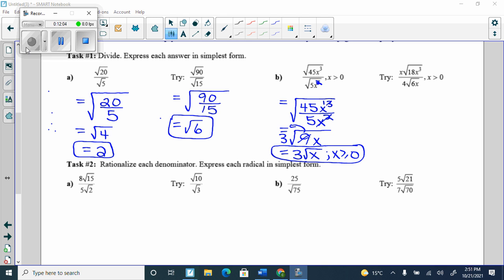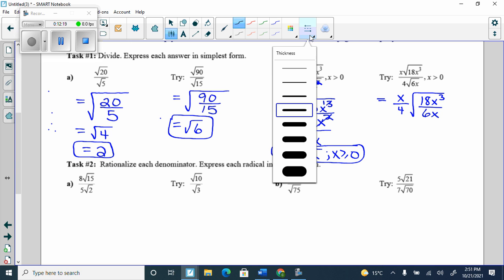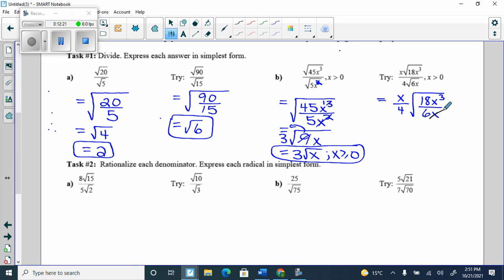So we're going to get x over 4 technically on the outside. And on the inside, I'm going to get 18x cubed over 6x. This x crosses off one of these, so I'm left with an x squared on the top. And 18 divided by 6 is 3. So I'm going to get x over 4 root 3x squared.